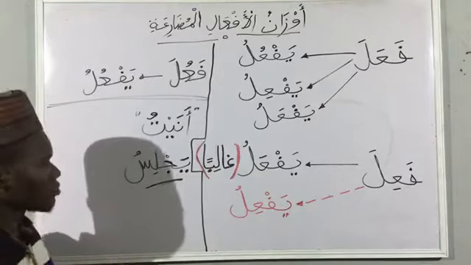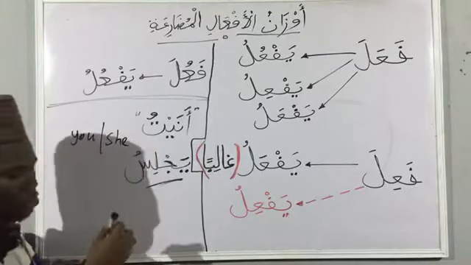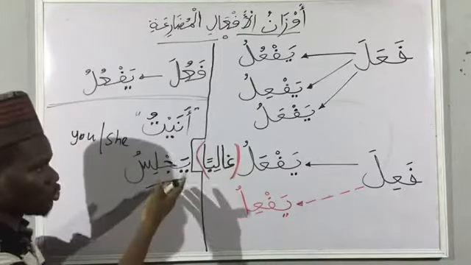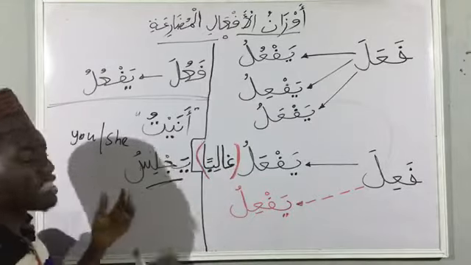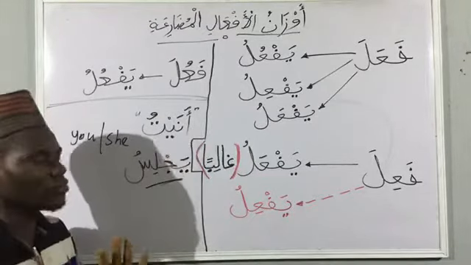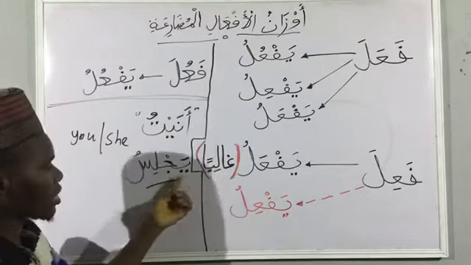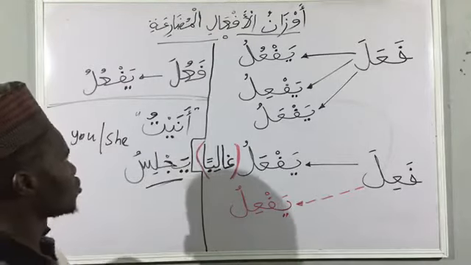And then lastly, Ta. Ta can mean either you or she. So you, meaning you, masculine. You sit, Tajlisu. You are sitting. Or it can mean she sits, she is sitting. How to get that? So that is the four ahruf that are attached at the beginning of fi'lul mudari.